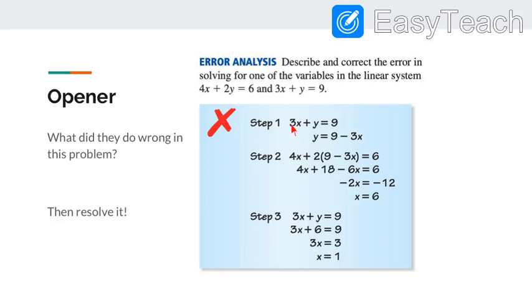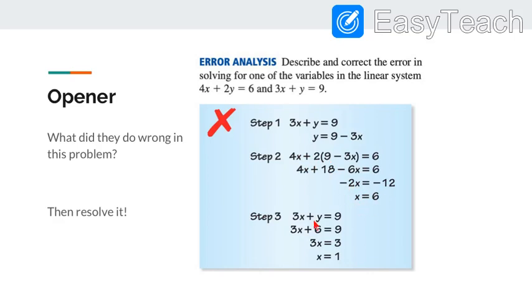As we look at what they did, the first thing they did is rearrange one of the equations to be y equals. This one was already a singular y, so that was a good choice, and they did this part correctly. They then plugged that y value into the spot where the other y value was, in the other equation, and they solved it out, and they solved for the x value correctly. So the value of x was 6.